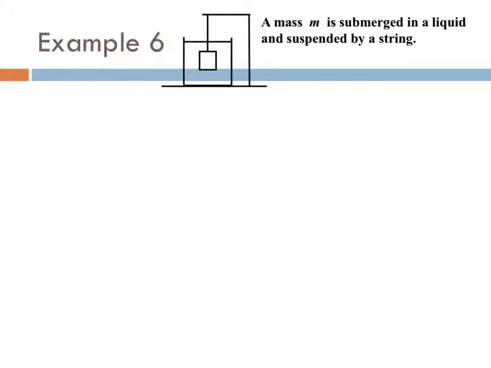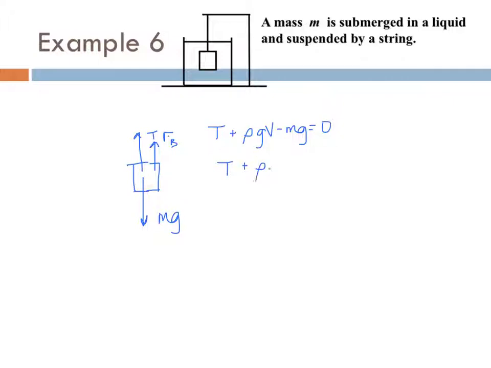In this example, we have a mass m submerged in a liquid and suspended by a string. Again, force of gravity acting downwards, tension acting up, and also a buoyant force acting up. If it's just being suspended, that means our tension plus our buoyant force minus gravity is going to be equal to 0, or that our tension together with our buoyant force is going to be equal to mass times gravity.